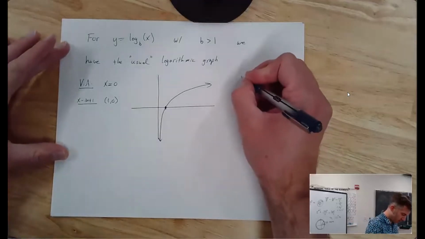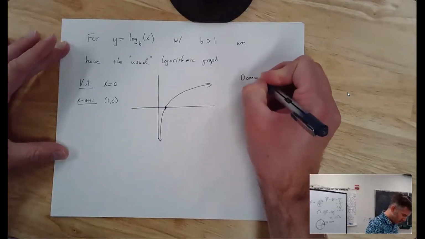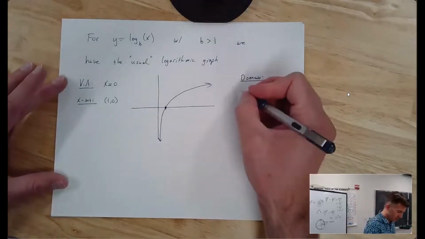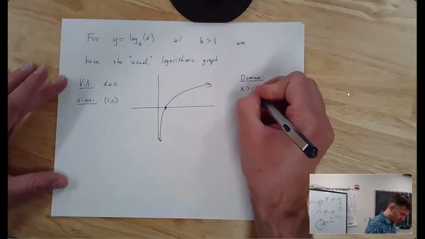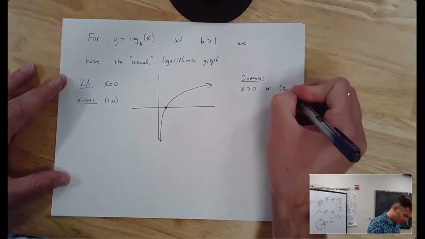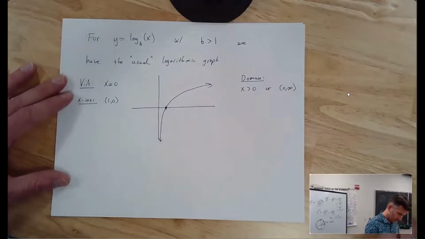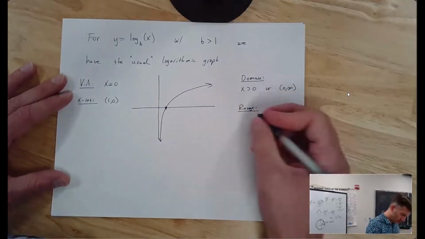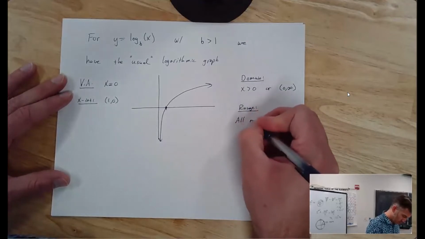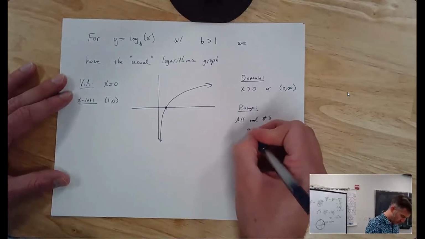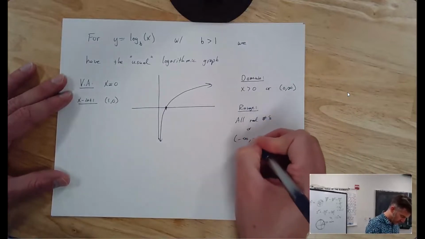And just a few notes, the domain is all positive numbers. So you can either say the domain x has to be greater than 0, or you can write it using interval notation, which is everything from 0 exclusive to infinity. The range is all real numbers. Or if you prefer interval notation, negative infinity to infinity.